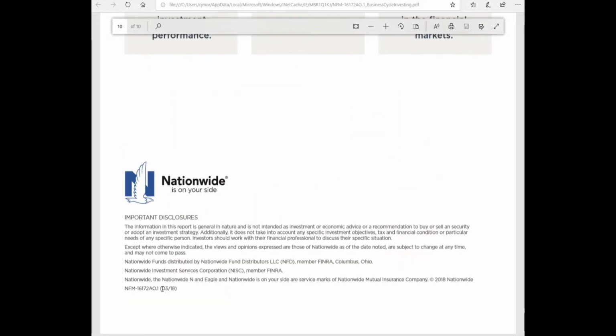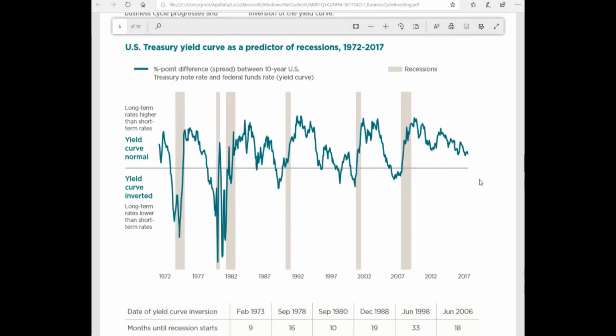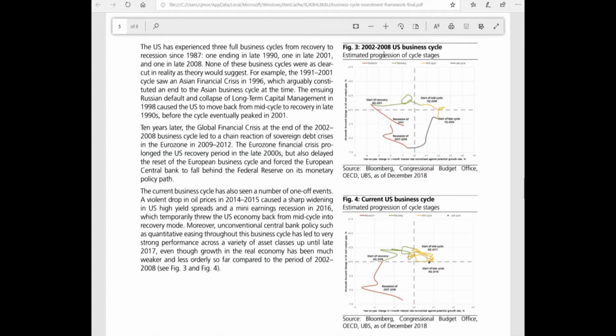From Nationwide, in March of 2018, they believed that we were somewhere in the late expansion, and it is now August 2019. I think we're much further along in this expansion, so there's concern that in the near future we will hit a recession. Consulting UBS, they listed the US cycles from 2002 to 2008, going through contraction or recession, early phase expansion, mid-phase expansion, late phase expansion, and then in 2007-2008 a return to contraction or recession.